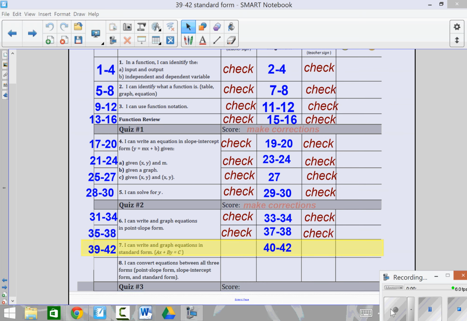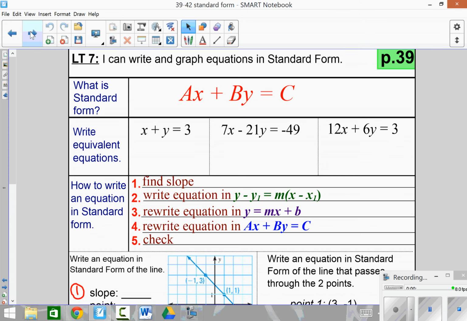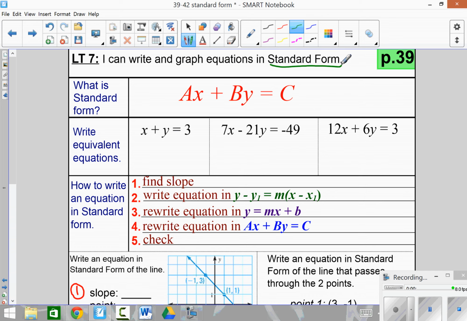Alright, this video is for learning target 7, starting on page 39 through 42. Go ahead and turn to page 39, please. So our learning target is I can write and graph equations in standard form. So you're going to learn a new form today, a third form.